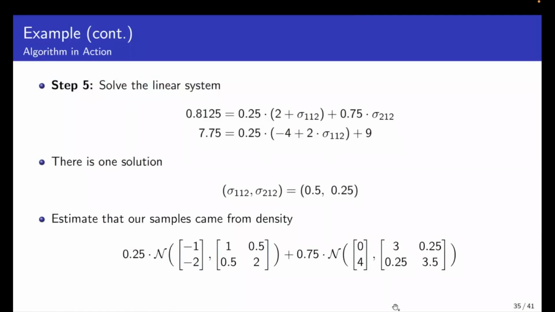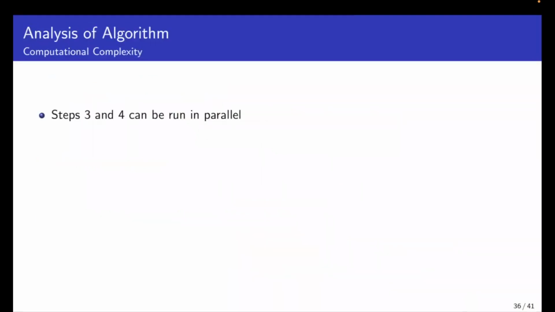And we'd estimate that our samples came from this density, which in fact they did because I used exact moments, not sample moments. And that's a function of the consistency of this estimator. So that's not by accident. That will always happen when you use exact moments. So just some final remarks on all of this.